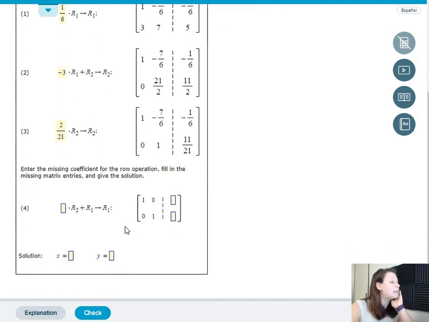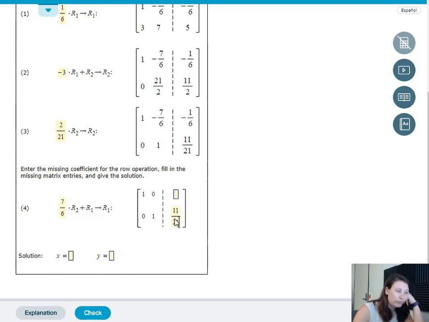So now, what happened here? Looks like we multiplied R2 by something and then added it to R1. Well, we got rid of the -7/6. So that means we multiplied by 7/6. It was already negative up here, so we didn't need a negative for R2. So what happens then to the augmented portion, the solution column? That's what we call it. So we didn't do anything to R2, so that's still 11 over 21.